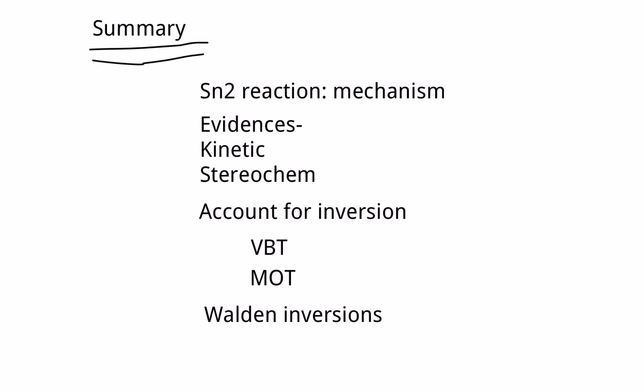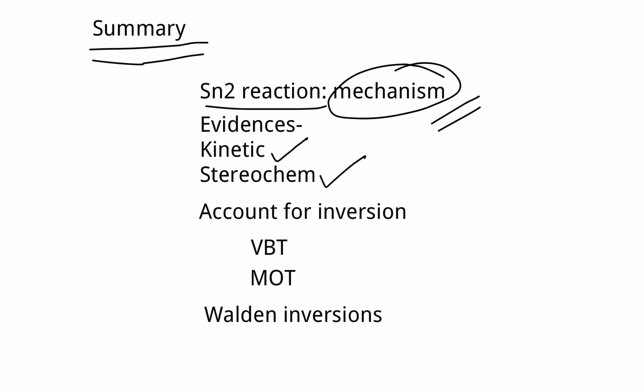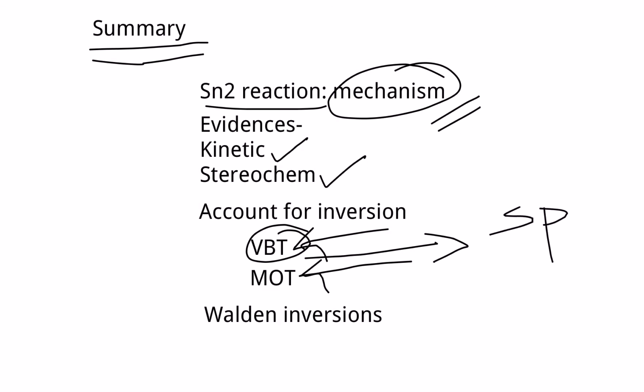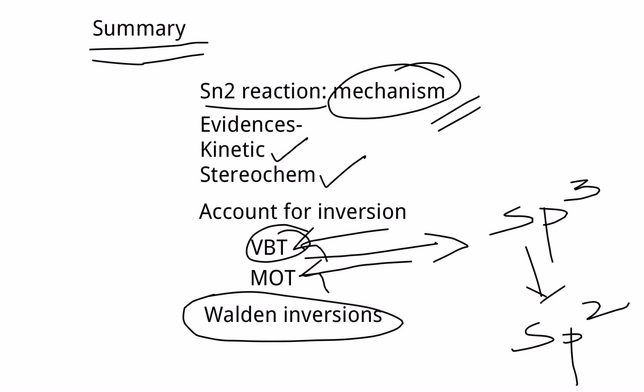To summarize what we've done so far, we looked at SN2 reactions and their mechanism, which involved a single step through a transition state which was pentacoordinate. The evidences for this mechanism came from kinetic studies and from stereochemistry, and we accounted for inversion of configuration based on VB theory as well as molecular orbital theory, of which the valence bond theory is required from the syllabus point of view, which states that the carbon atom goes from sp3 to sp2 hybridized state as nucleophilic substitution is afforded at the carbon atom. And to end with, we looked at Walden inversion, which set it up for Ingold and Hughes to propose the mechanism of SN2 reactions. Thank you.